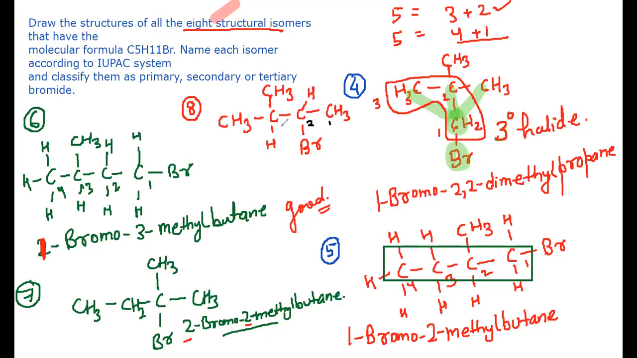1, 2, 3, 4. This will become 2-bromo-3-methylbutane.